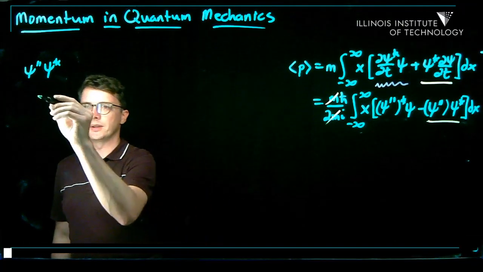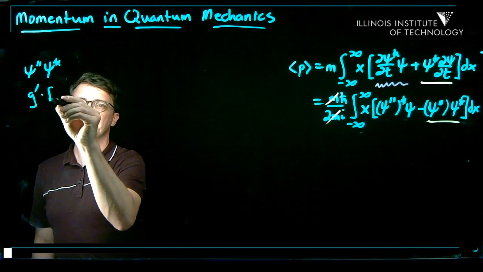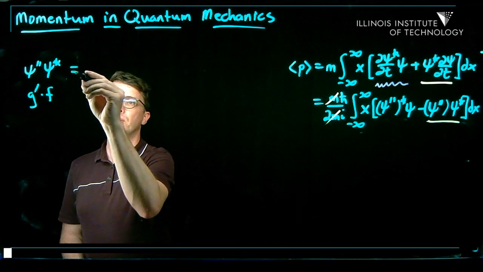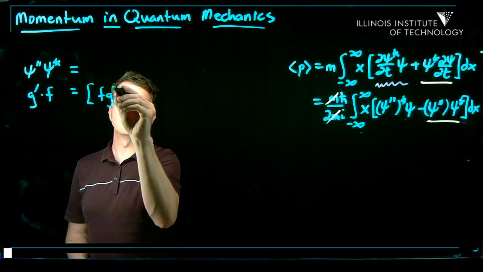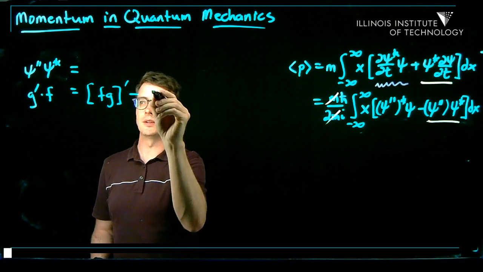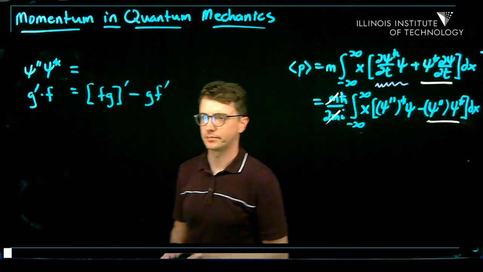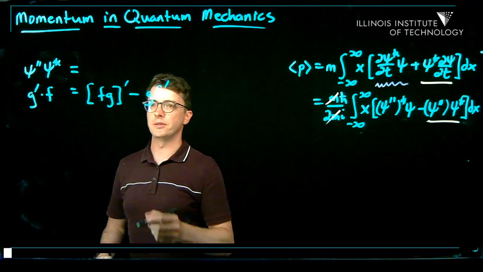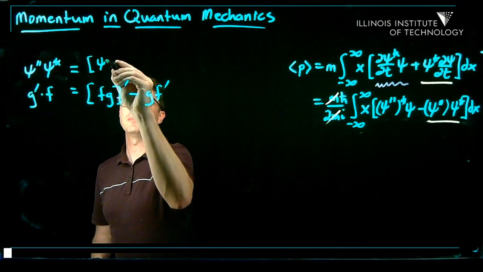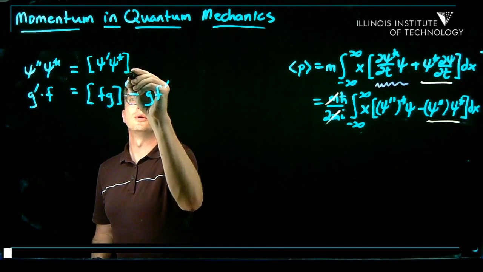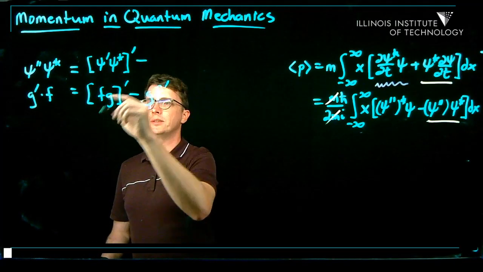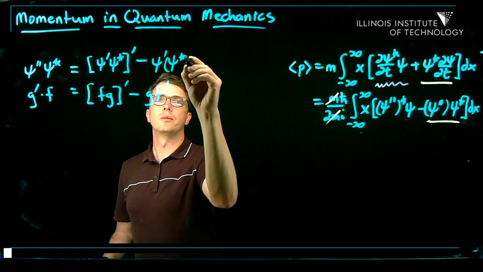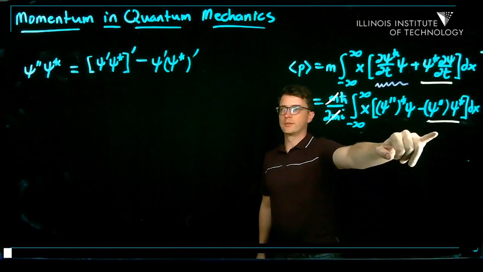This should remind you of the g prime times f that we talked about at the beginning. So it's some function times the derivative of some other function. We learned that this can be written as f g prime minus the derivative acting on the other function, so g f prime, right? So in this case, g is psi prime, f is psi star. So what I'm going to have here is psi prime, psi star, whole thing prime, minus the derivative acting on the other function, so it's psi prime, psi star, prime. That was this term here.